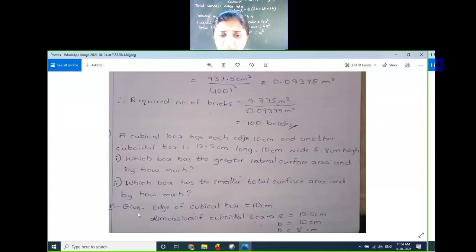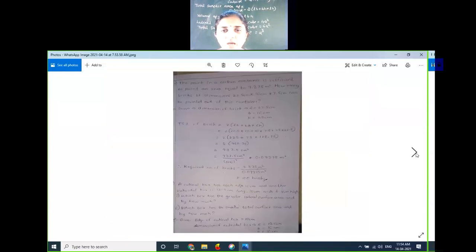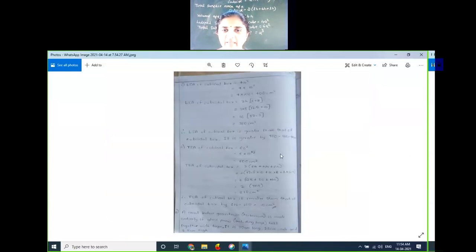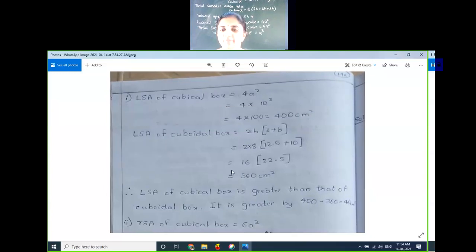Now, given edge of a cubical box is 10 centimeter. Dimensions of the cuboidal box is length 12.5 centimeter, breadth 10 centimeter and height 8 centimeter. So now first look at the lateral surface area. First question that is related to lateral surface area.